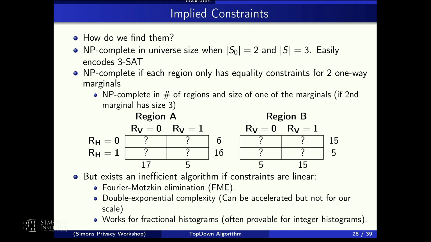But the good news is we have a tool, Fourier-Motzkin elimination, which will automatically generate our constraints. It does have some not very nice complexity. And the other problem is it gives us linear constraints. So we know that there is a fractional extension, but we're not always sure that there's an integer extension. Usually we have to prove this by hand or use some arguments with network flows to do that.